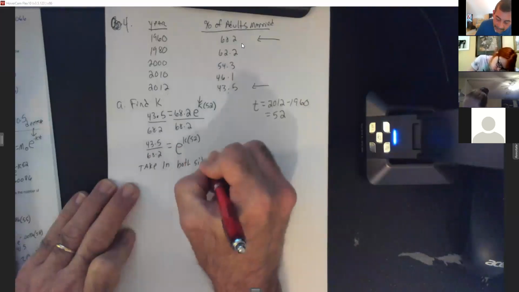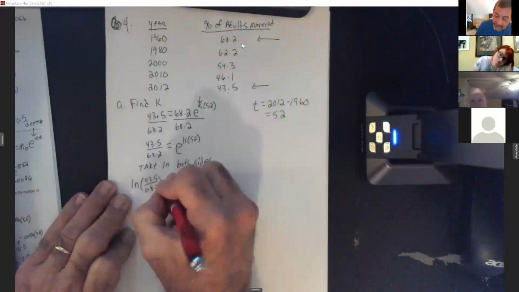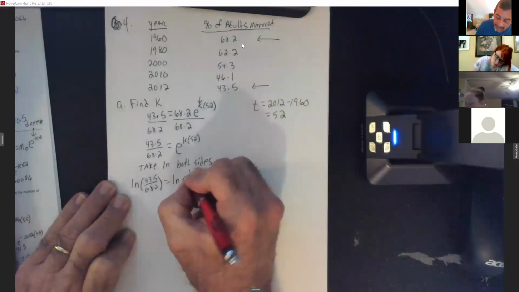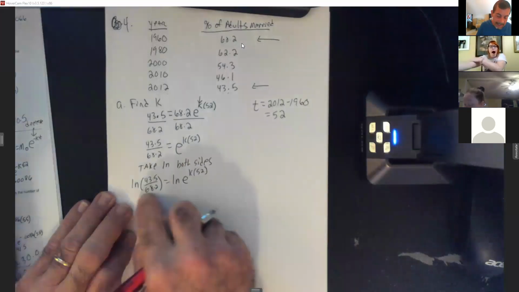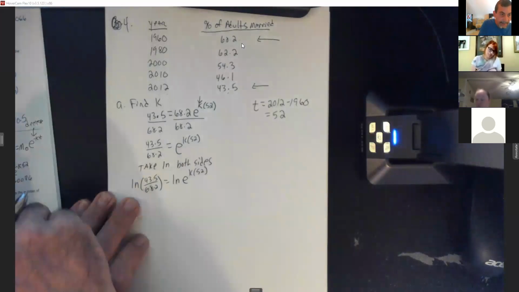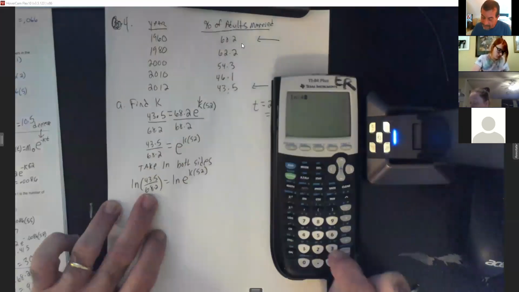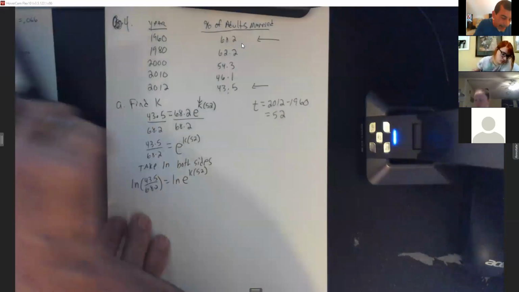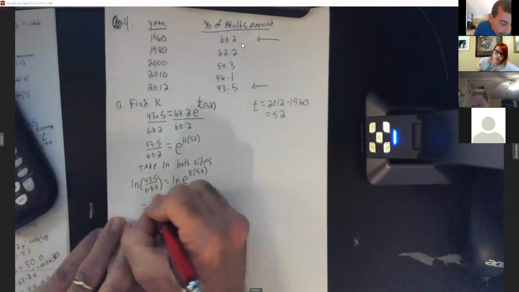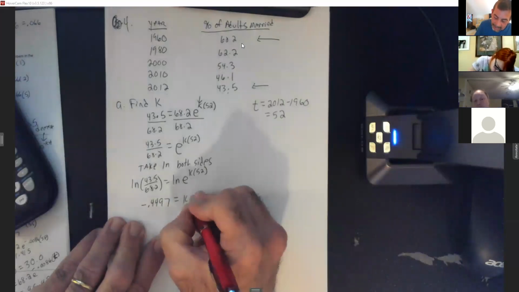So the LN of 43.5 divided by 68.2 will equal LN of E to the K times 52. All right, so now that I got this, I'm going to work the left side. So let me do an LN of 43.5 divided by 68.2. That's going to give me a negative 0.4497 equal to my K times 52.